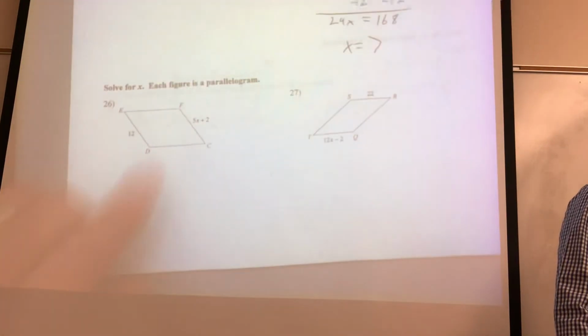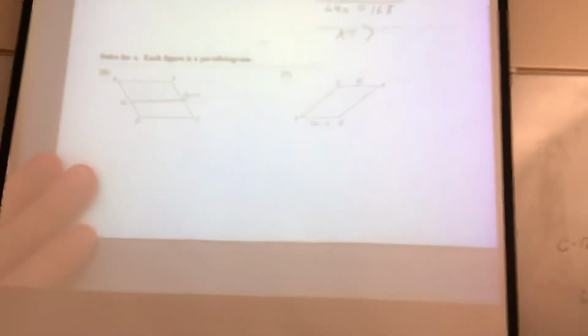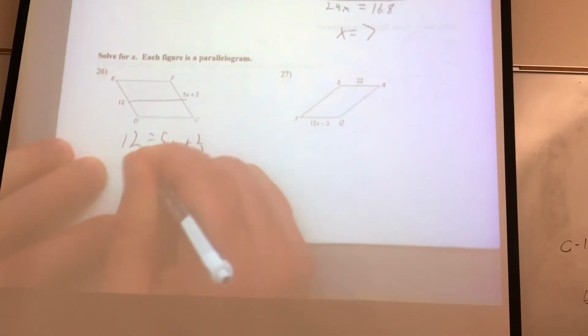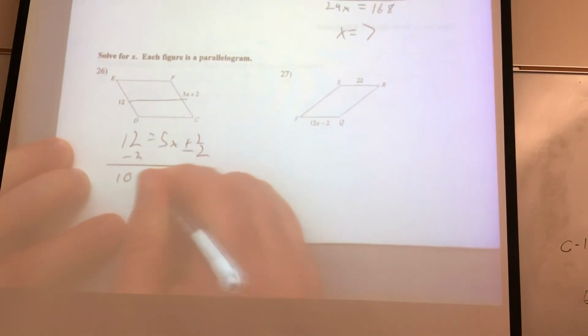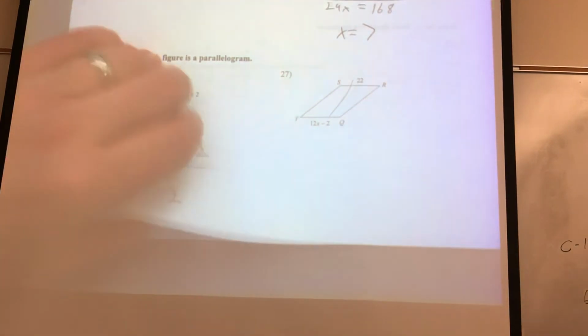Okay, on number 26, the opposite sides are the same in a parallelogram. 12 equals 5x plus 2, subtract 2, that's 10 equals 5x, so x is 2. This one will work the same way. Again, I'll post it.